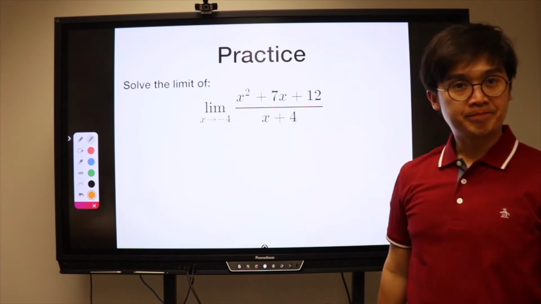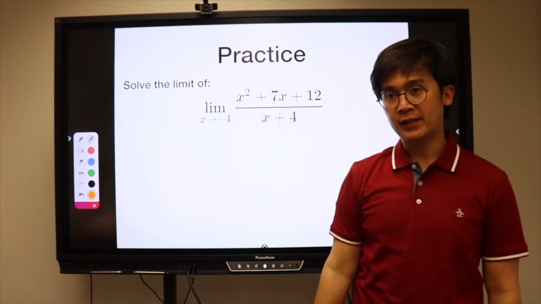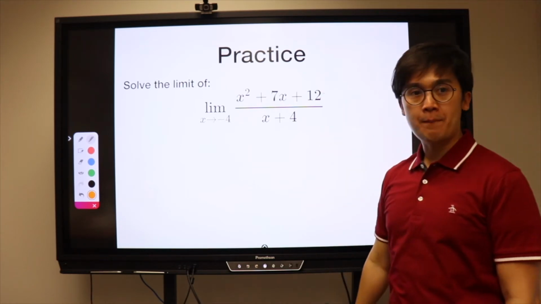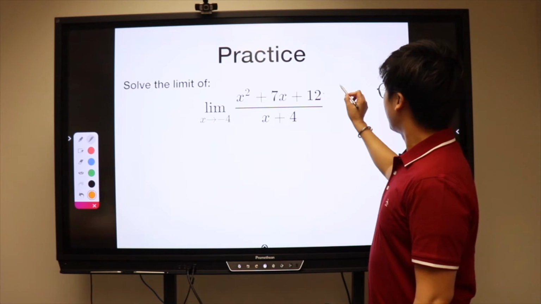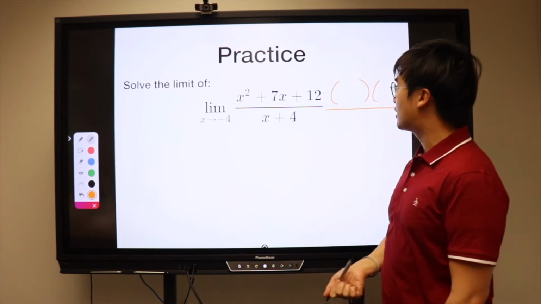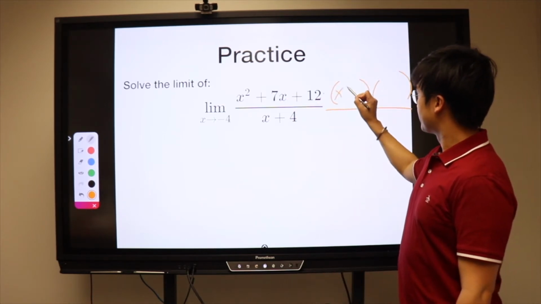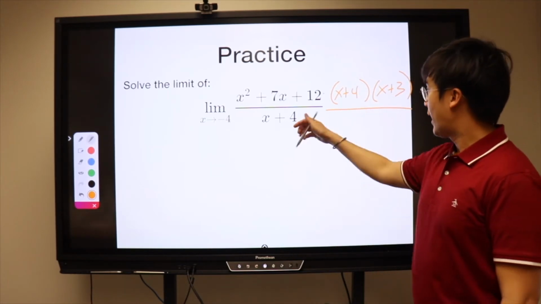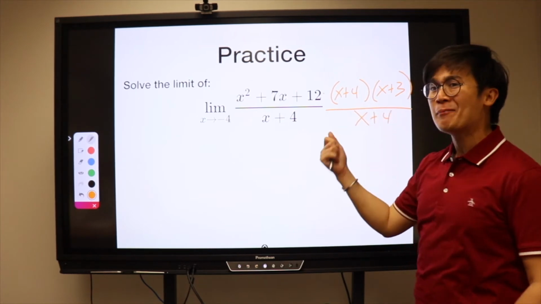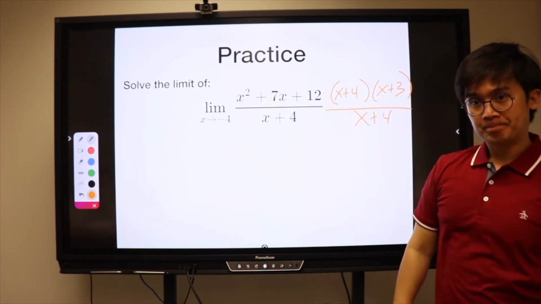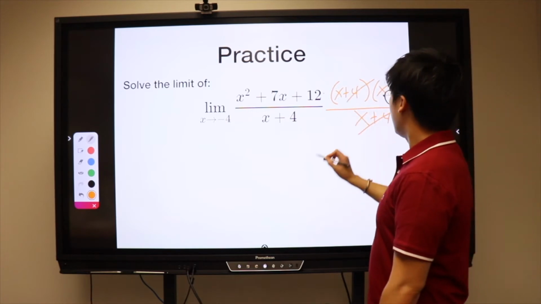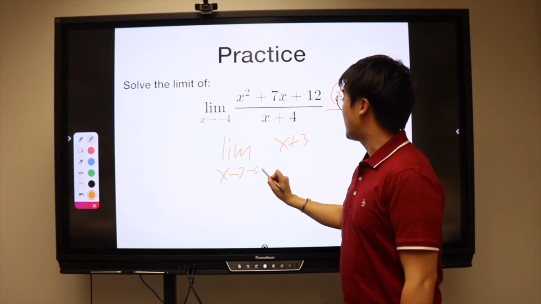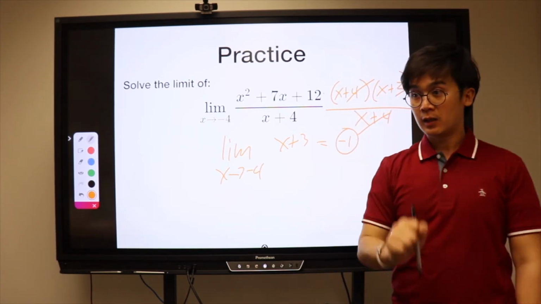How about this one? If we solve this, what would be the value of the limit? Is this a factorable numerator? Yes. So let's factor it. What's the factor of the numerator? x plus 4, x plus 3. And that is the factored form of the numerator. And we don't need to factor this, right? And by doing so, what happens? x plus 4 cancels x plus 4. So we now have the limit of x plus 3 as x approaches negative 4, which is negative 1, right?